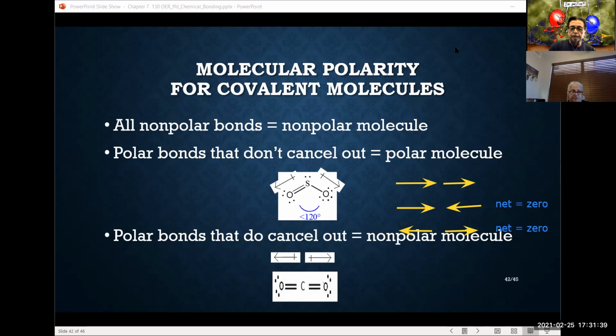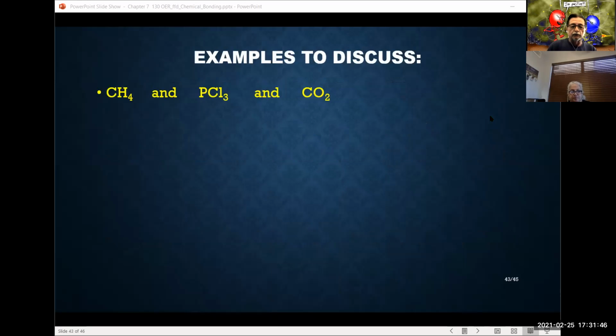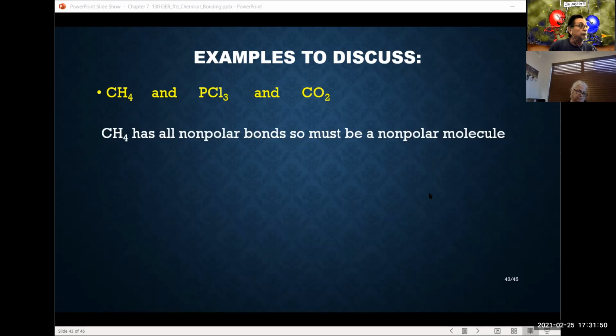All right. I'm going to go just a little bit over, so bear with me so I can finish this chapter out. And so carbon, the first example, carbon and hydrogen, all nonpolar bonds, you can automatically assume we got a nonpolar molecule, okay? Remember all the carbon hydrogens.